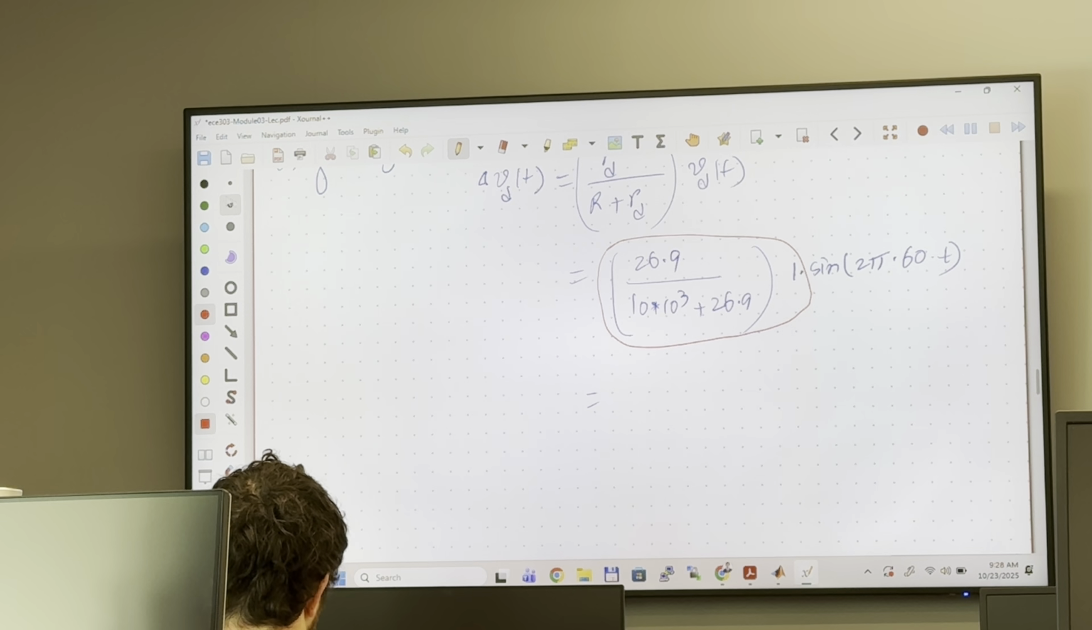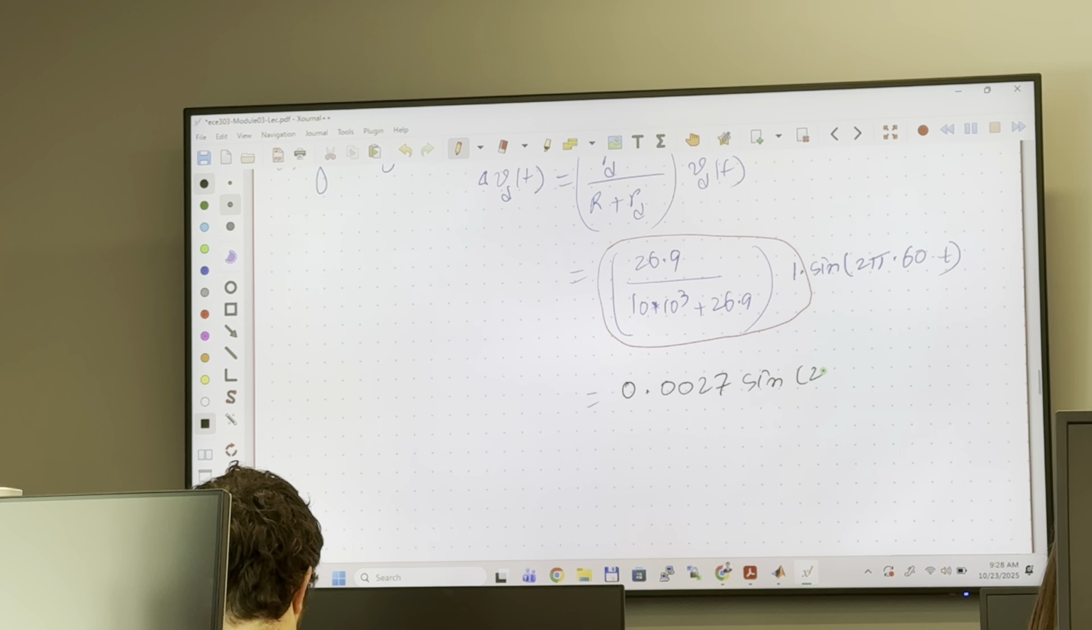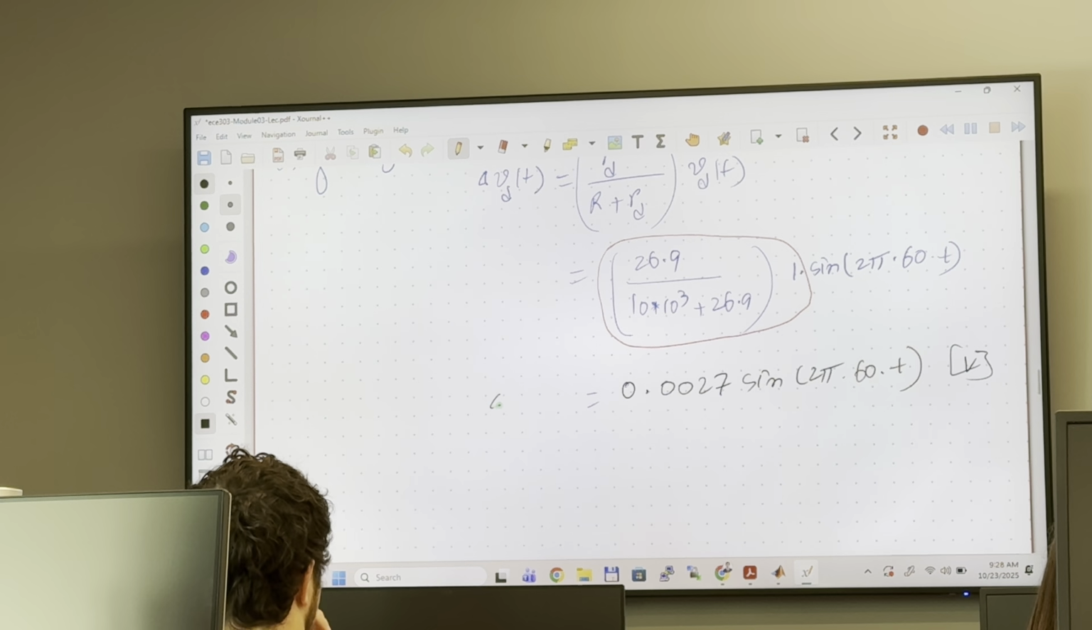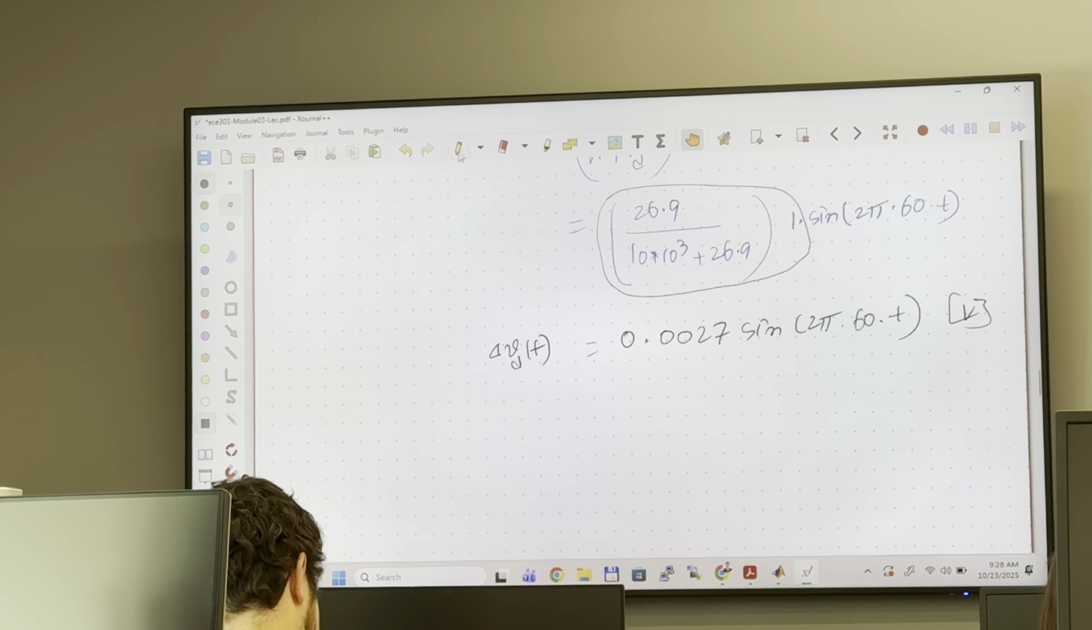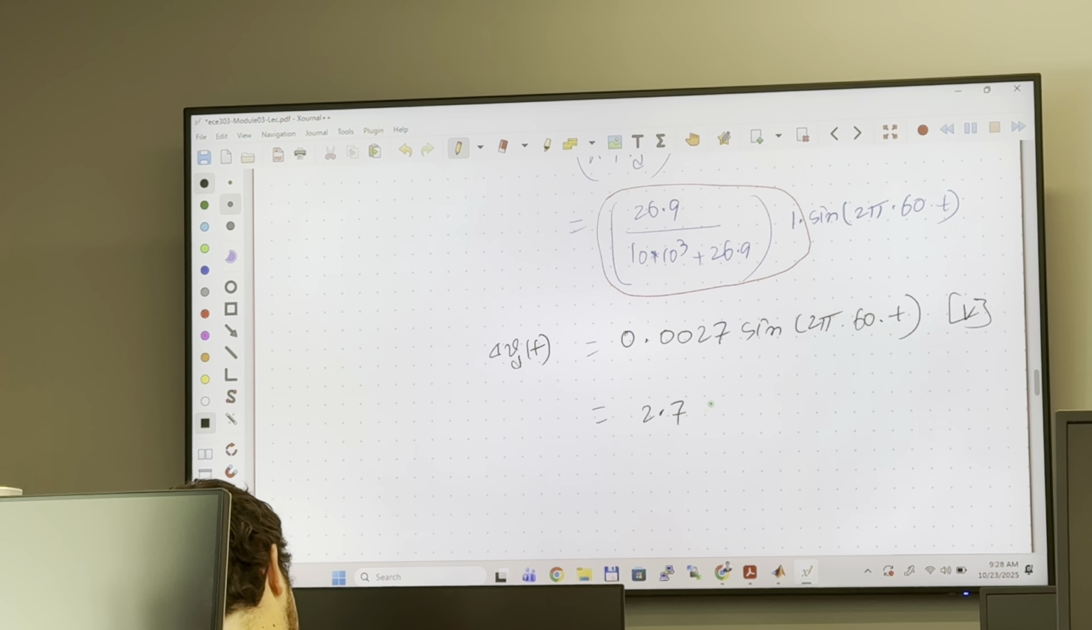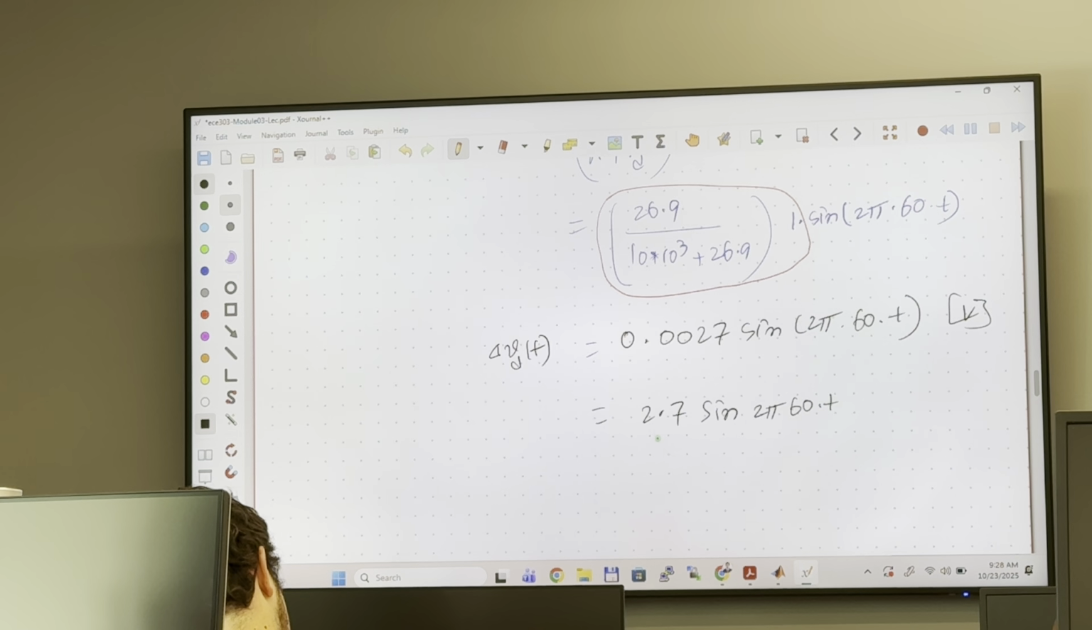It's 0.0027, and then sine 2 pi times 60 times t. The unit is going to be volt. So delta vd(t) is going to be this. In terms of millivolt, if you multiply by 1000, it is 2.7 sine 2 pi 60 t. This is in millivolt.